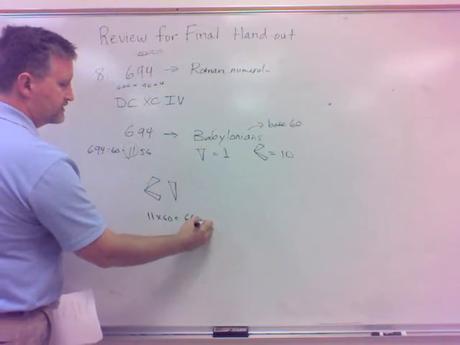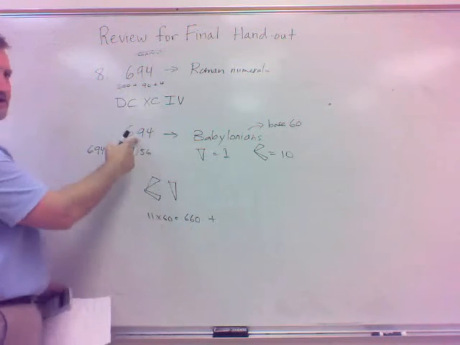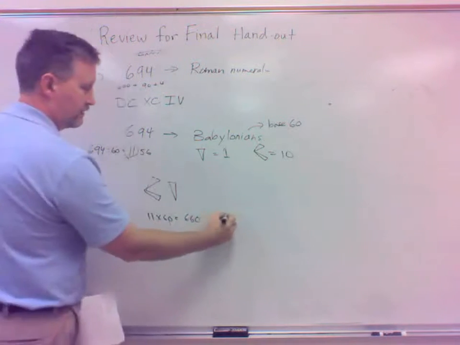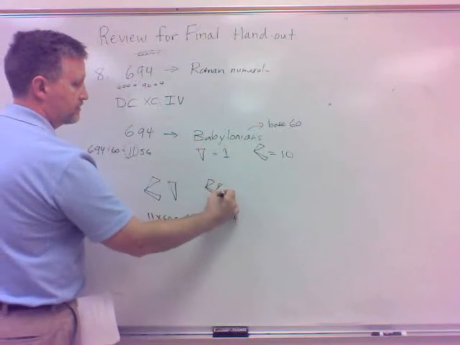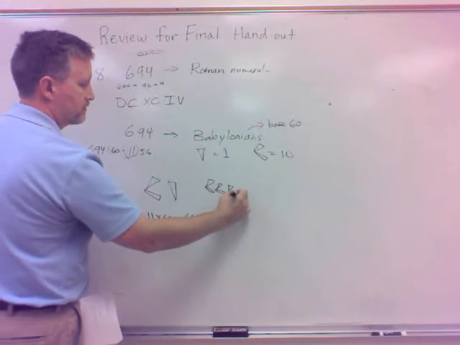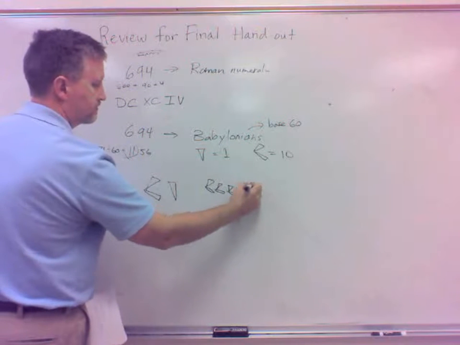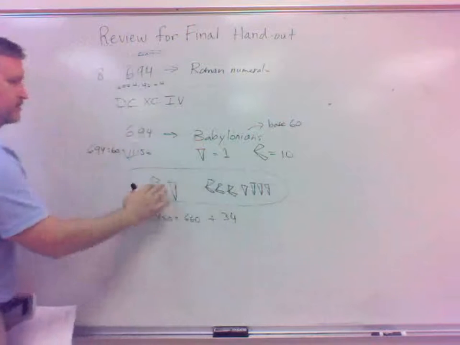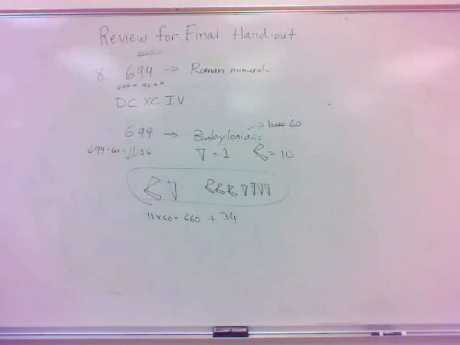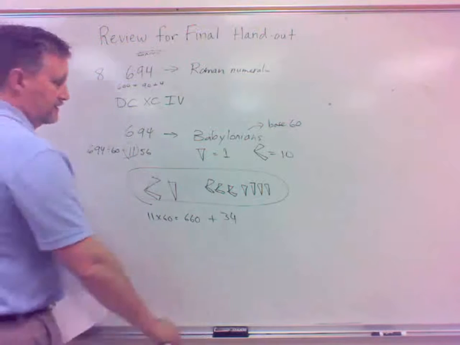So what do I need in the second group? Well, I need 694, so I need 34 over here, which would be 3 doubles and 4 singles. So I have 2 groups. I have a 60s group and the 1s group. Ring a bell? Vaguely? Okay. Is that all good?